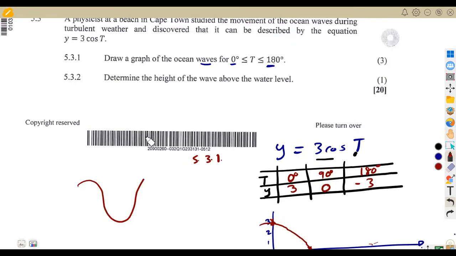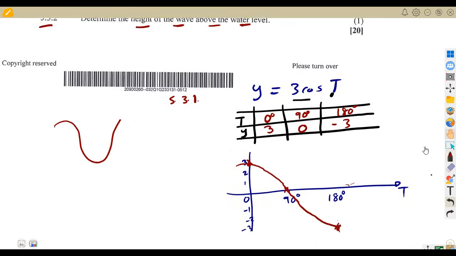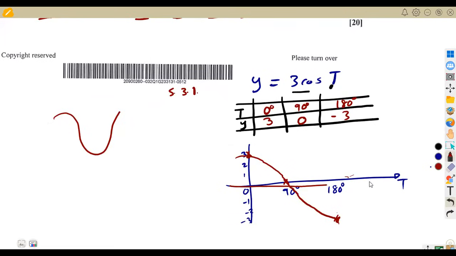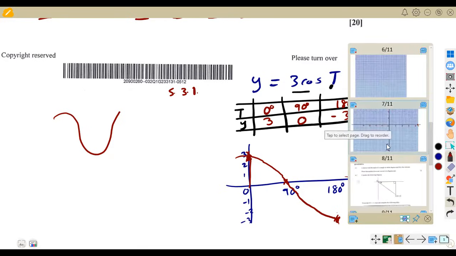Then they are asking now, on the other hand, determine the height of the wave above the water level. This is our water level here. So the wave is going up, down, up, like that. So above the water level, the height there is what? Is 3 meters. So that is the height that you're going to have, which is of what? Of 3 meters above the water level. That was the idea of our question in this case.